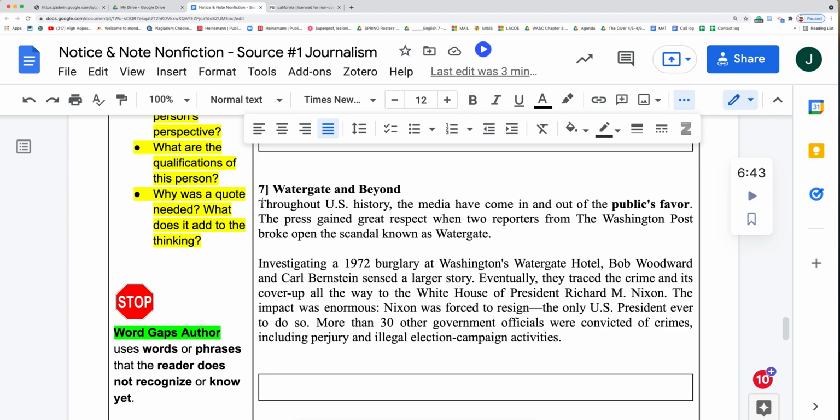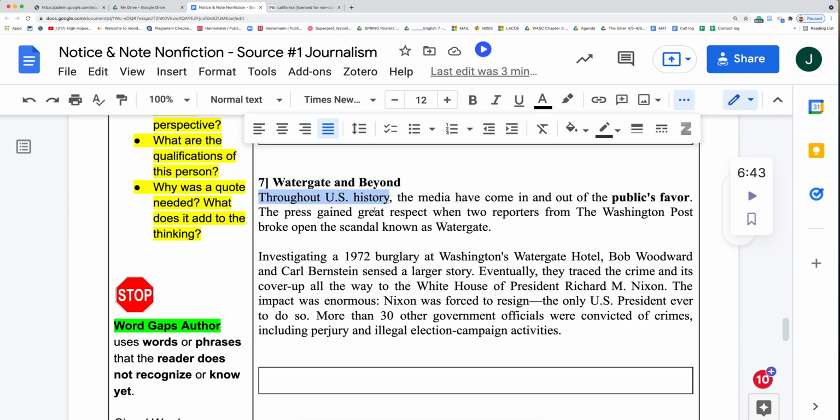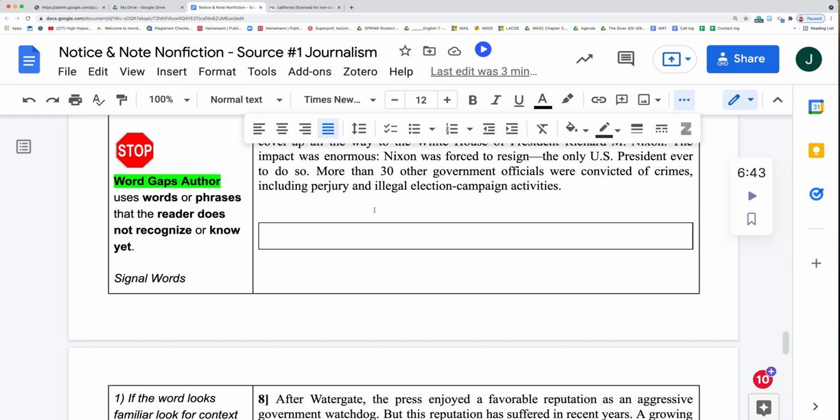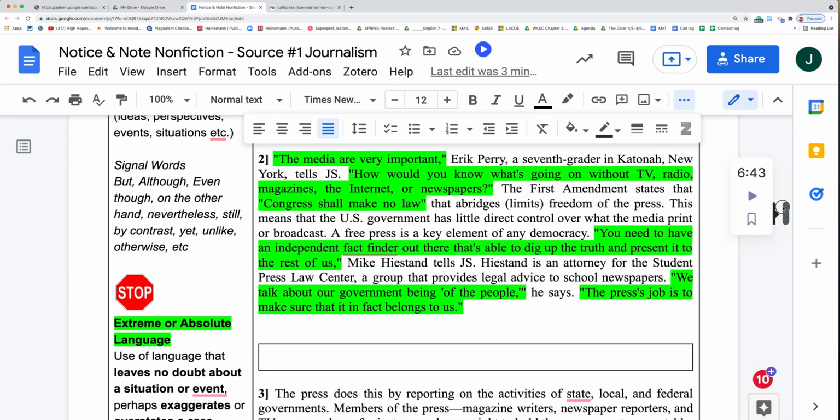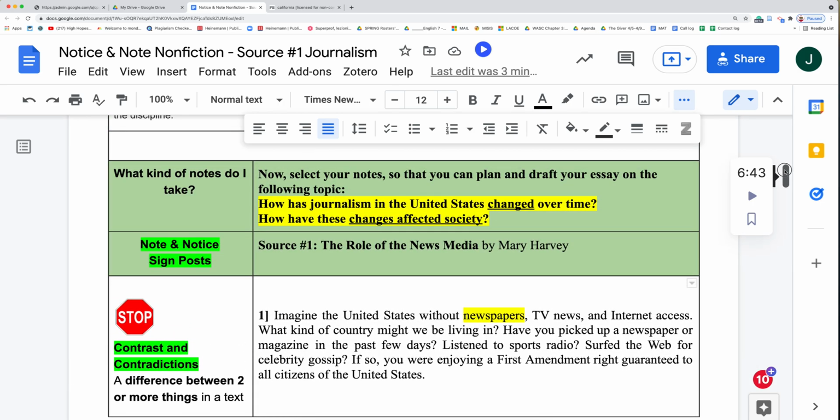Now, as you can see right here, throughout US history, I think you can make a case that it is absolute language. Please continue to read this. This is the last paragraph. Annotate only what you need, what you think will meet the requirements that are being asked in these two questions.